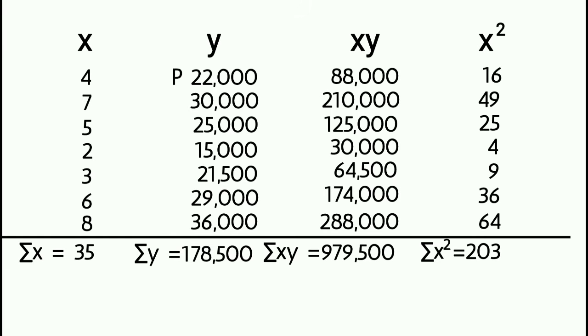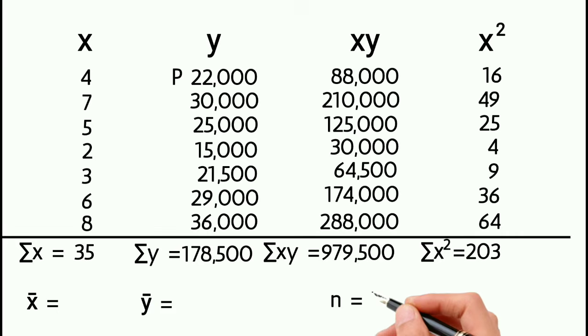Meron na tayong summation of x, summation of y, summation of xy, and summation of x raised to the power of 2. Ang kulang na lang ay yung n, x bar or mean of x at y bar or mean of y. N is basically the number of observations. Dito sa problem, meron tayong 7 na months, may 7 na number of batches, at may 7 na electricity cost. Therefore, the number of observations is 7.